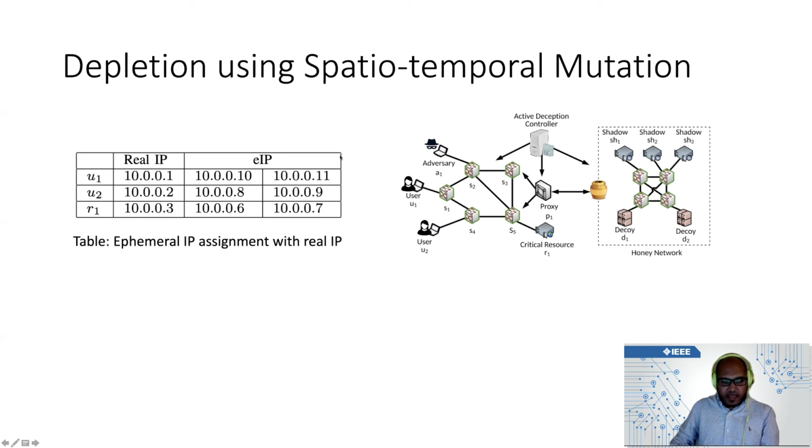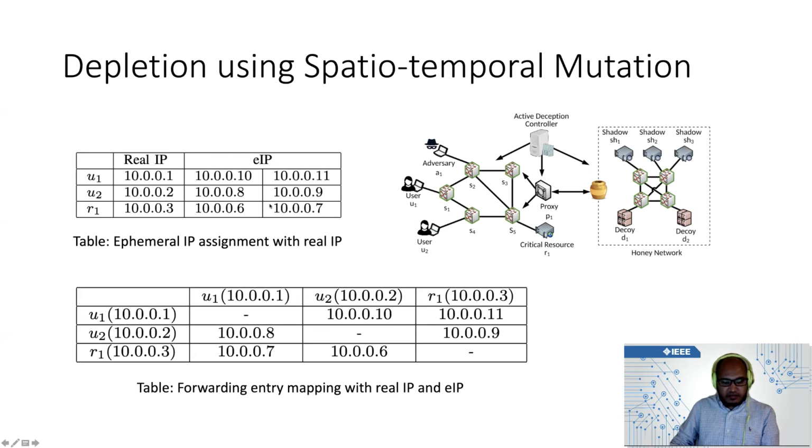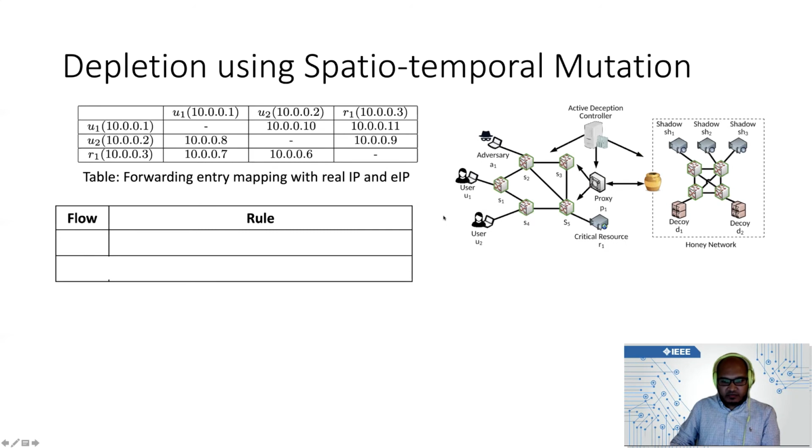So after the API calls, the ADF will create a mapping of virtual IPs and real IPs between these 3 hosts. And it will create a mapping of how these hosts will communicate with each other. Now let's assume that the user U1 wants to communicate with real host R1. So the IP address of U1 is 10.0.0.1 and the IP address of R1 is 10.0.0.3.